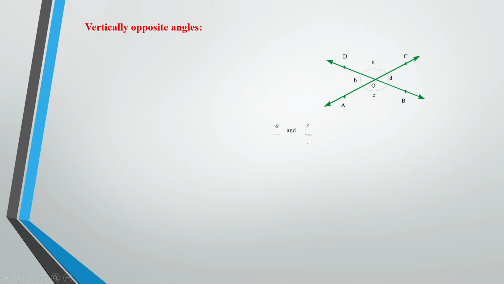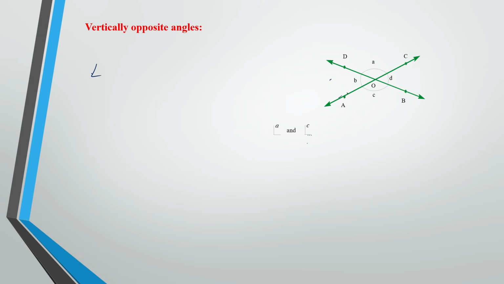Now, what is a vertically opposite angle? Vertically opposite angle means what? Those angles which have a common vertex and no arm in common are called vertically opposite angles. If you notice in this diagram, we can see angle AOB.